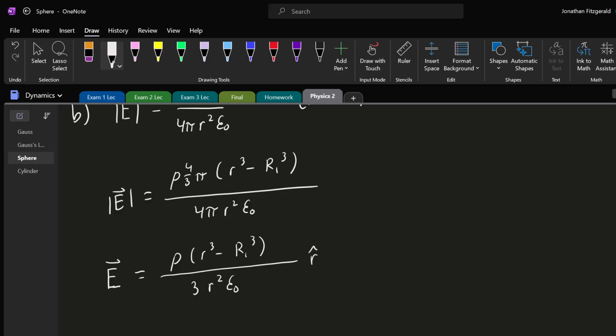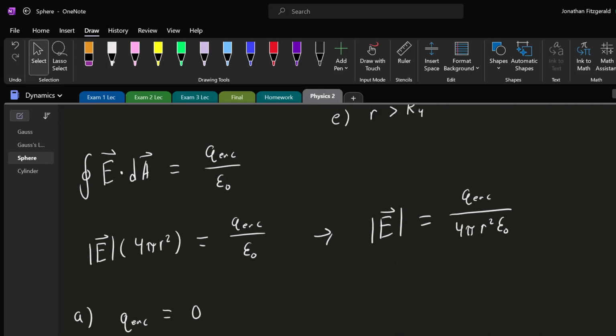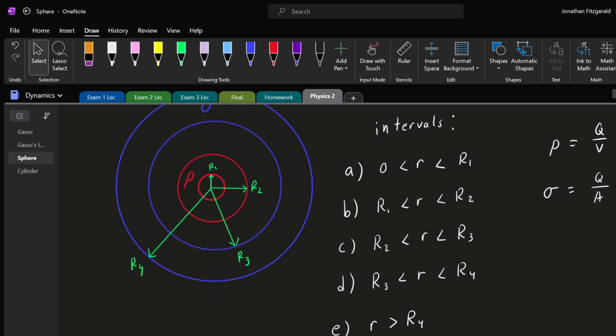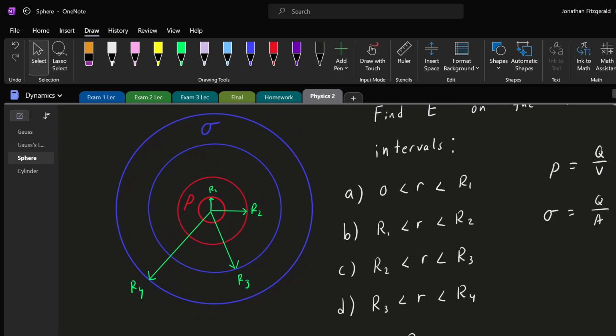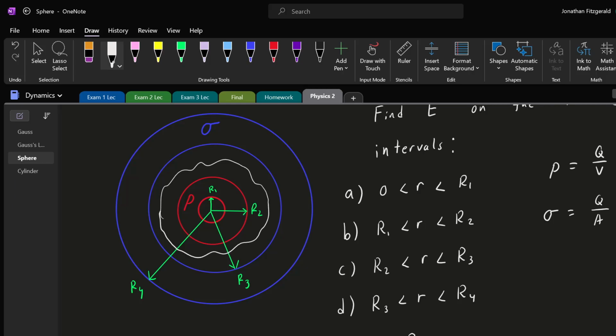So that takes care of part B. Now, what is part C? Part C is from R2 to R3. Now again, what are we in? This area right here is all empty space, right?